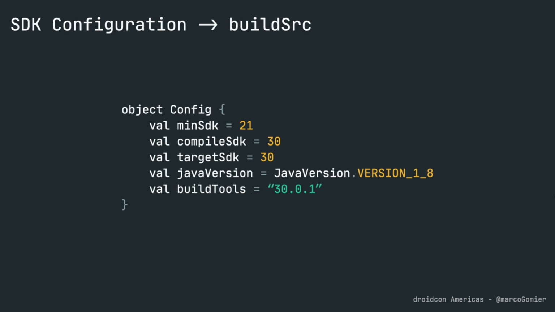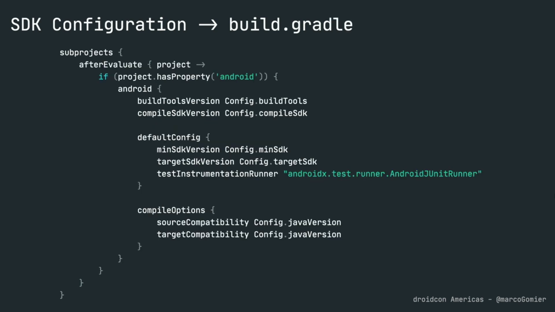So we define all the stuff that we want, and then we can use those variables inside the build.gradle script of the project. And in this script, it basically defines and sets the specific configuration for every Android project.